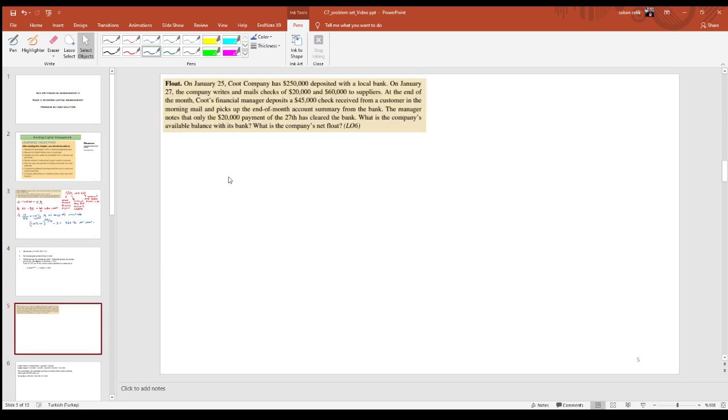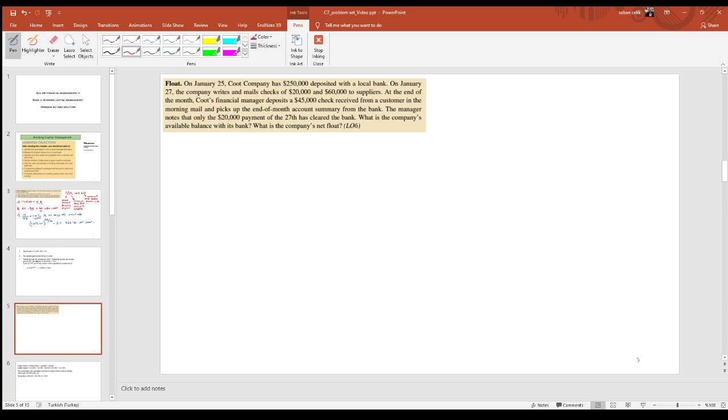So another problem about floating. On January 25, Colt Company has a $250,000 deposit with a local bank. On January 27, the company writes and mails checks of $20,000 and $60,000 to suppliers. At the end of the month, Colt's financial manager deposits a $45,000 check received from a customer in the morning mail and picks up the end of month account summary from the bank.